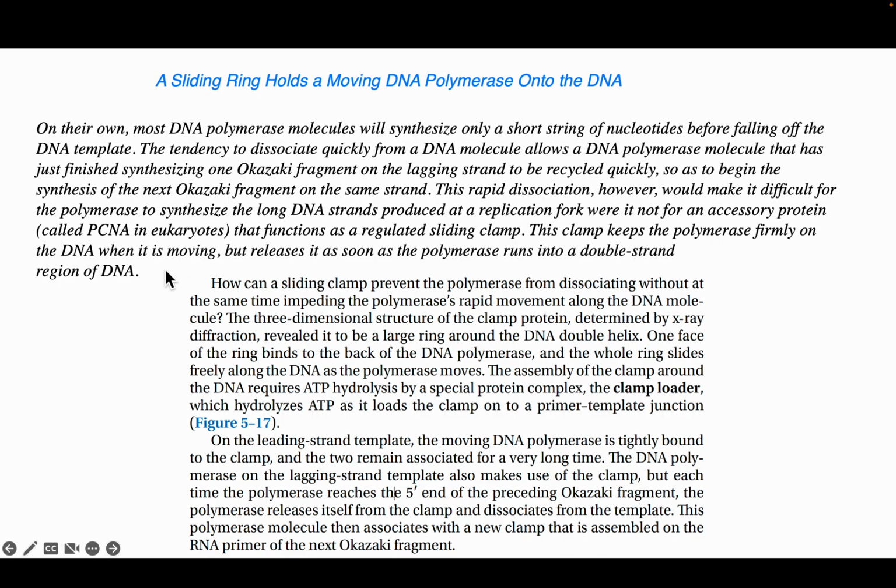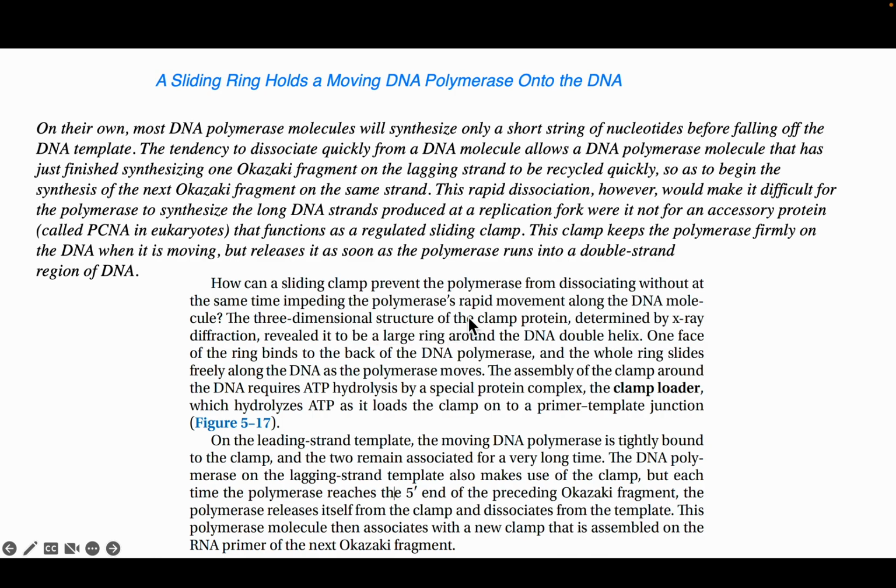if not for an accessory protein called PCNA in eukaryotes that functions as a regulated sliding clamp. This clamp keeps the polymerase firmly on the DNA when it is moving, but releases it as soon as the polymerase runs into a double-strand region of DNA. Now the question is, how can a sliding clamp prevent the polymerase from dissociating without at the same time impeding the polymerase's rapid movement along the DNA molecule?